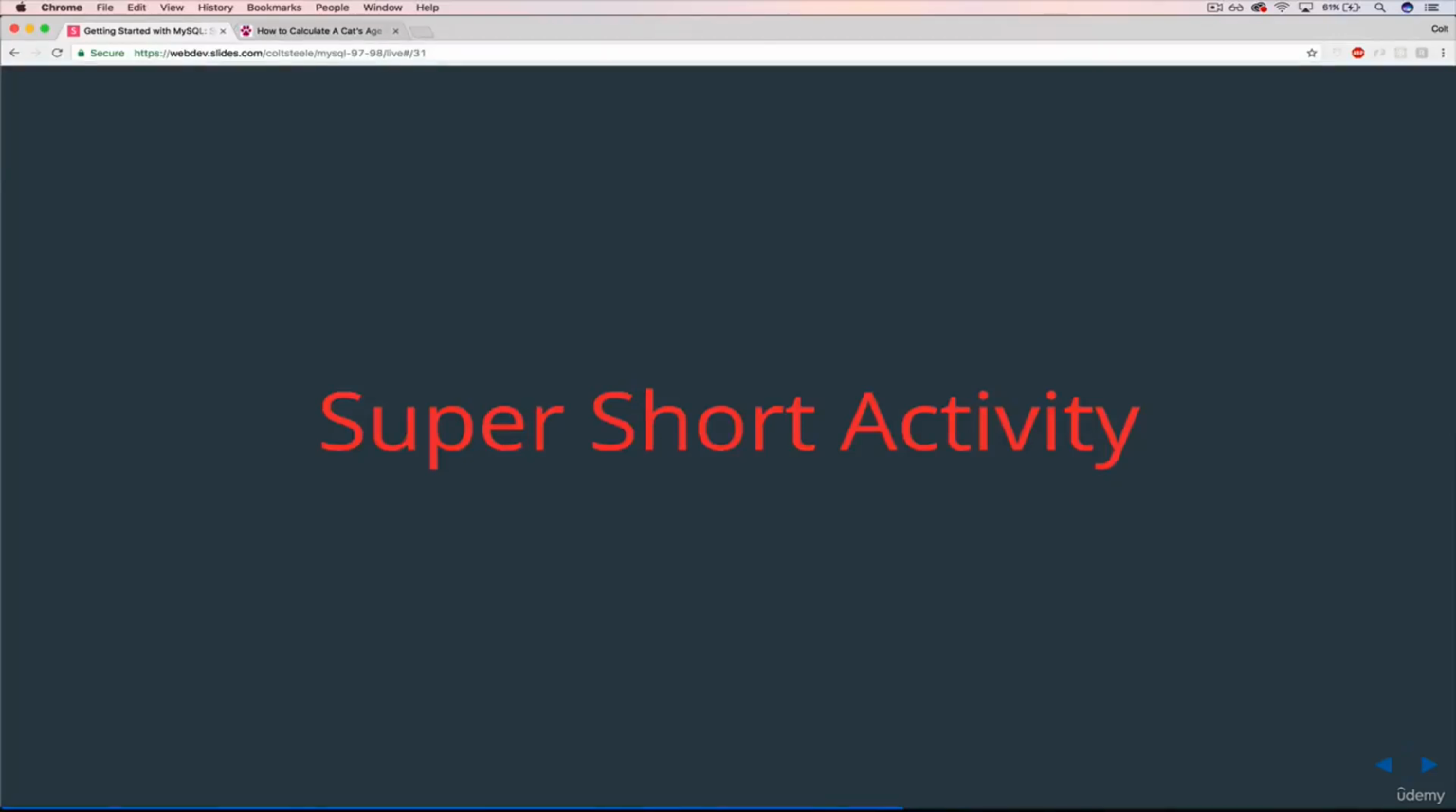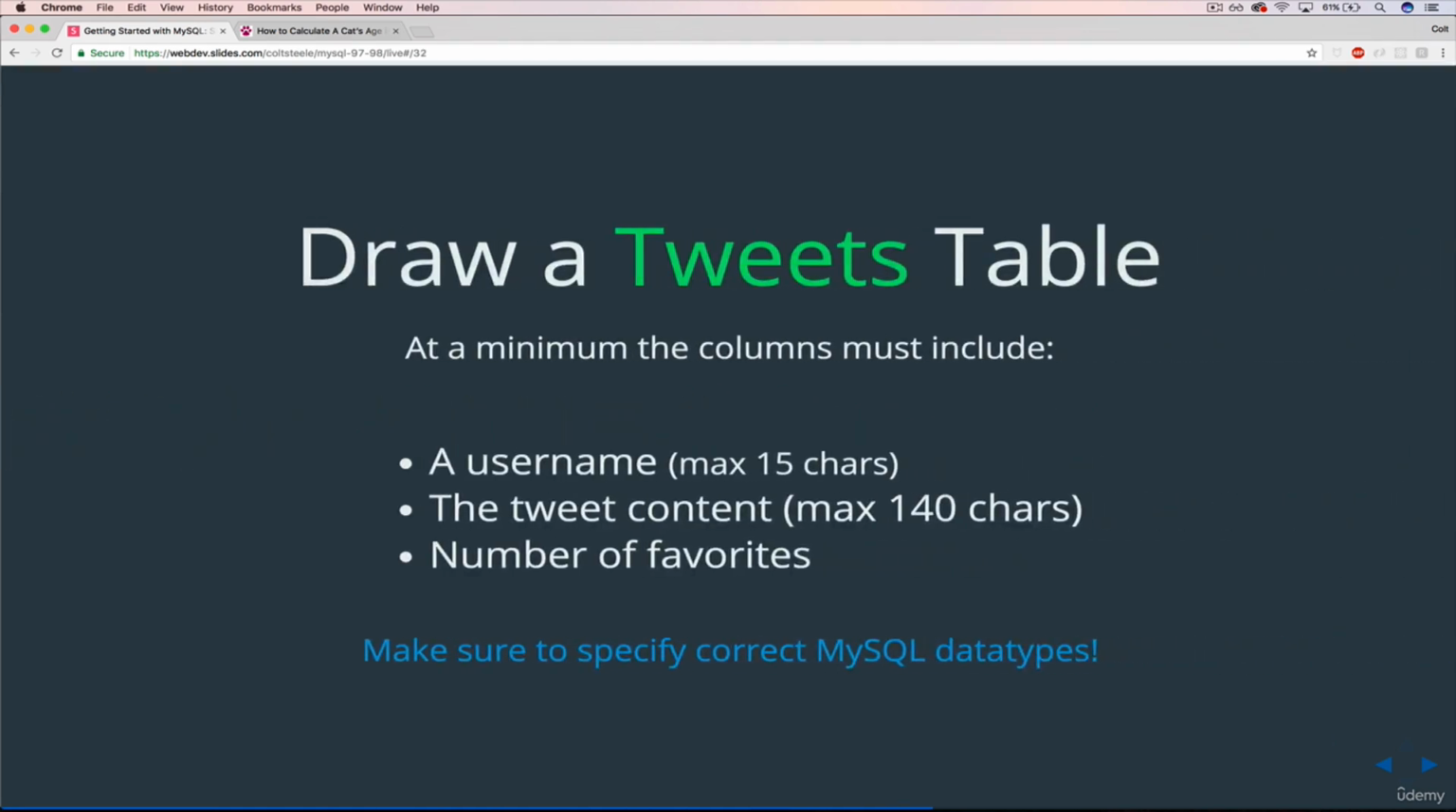So as I mentioned, we have a really quick activity now, and the point here is to get you thinking about data types and thinking in terms of data types. So what I'd like you to do is draw or write or just think about a tweets table. So modeling tweets.